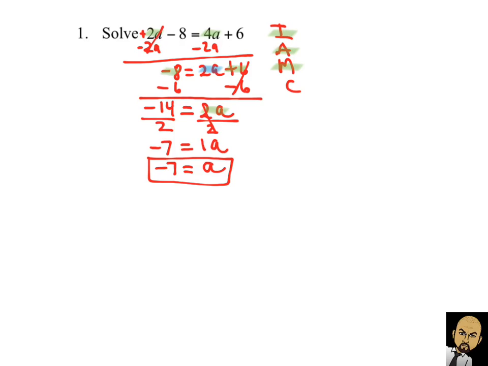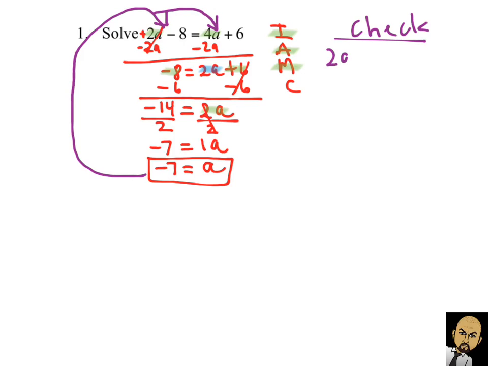So we end up with the solution of negative 7 equals a, which is the same thing as a equals negative 7. So now in order to do the final step of checking, you need to take your solution and substitute it into the equation for the variable. So let's go ahead and I'll check the first one for you.